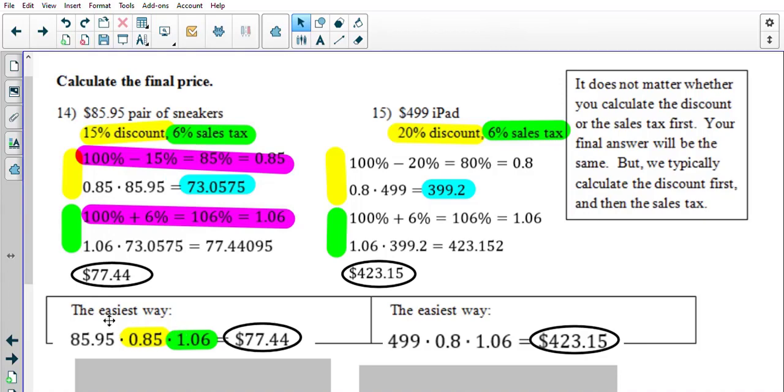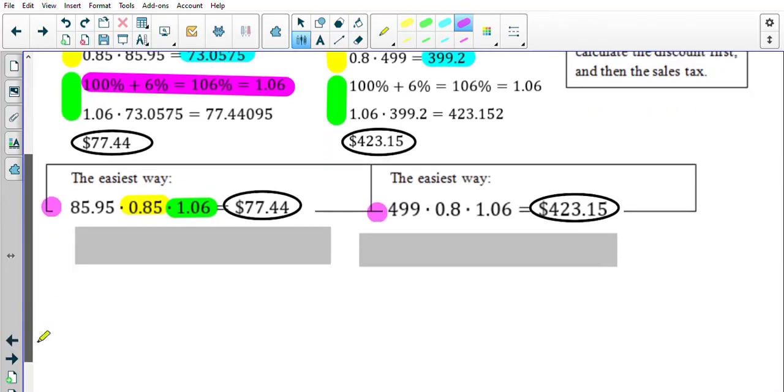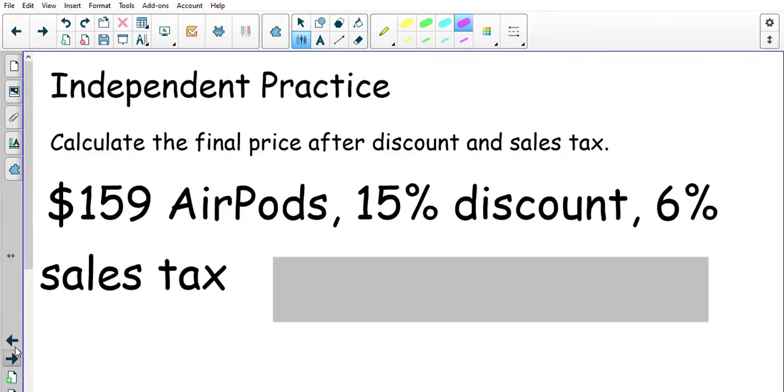But again, the easiest way, I'm not going to lie to you, I'm not going to hide anything from you. The easiest way to do these problems is right down here with this purple dot next to it, all in one step. You can do that. Not surprisingly, I have a question for you to try. We've got a pair of AirPods for $159, 15% discount, 6% sales tax. Get to it when you're ready, unpause the video, and we'll take a look at it.